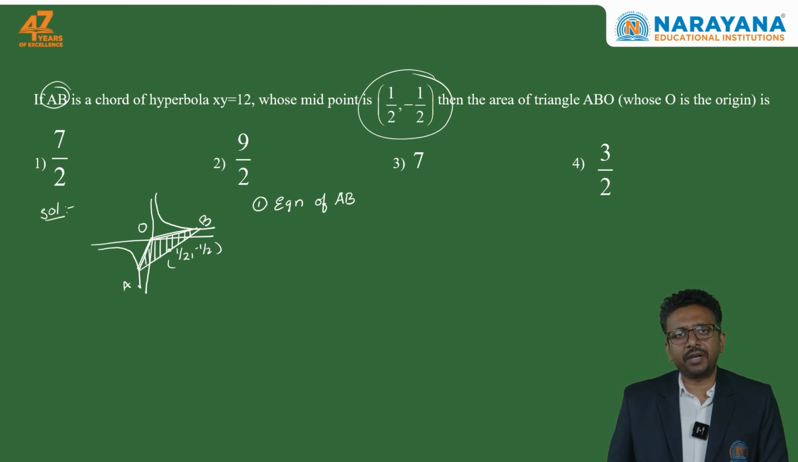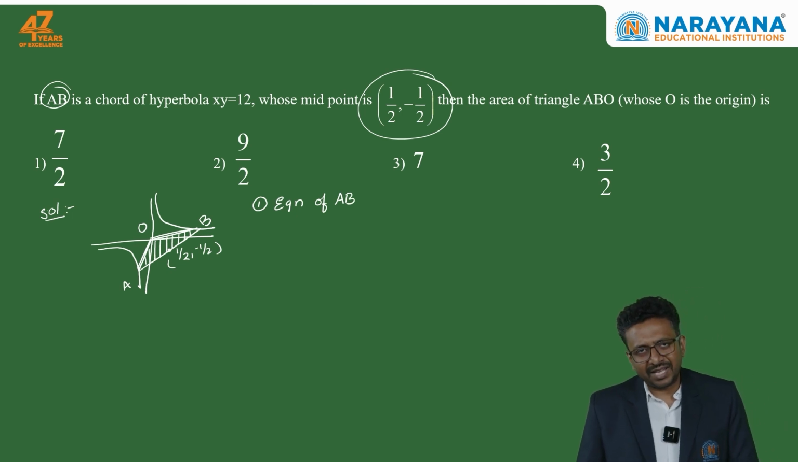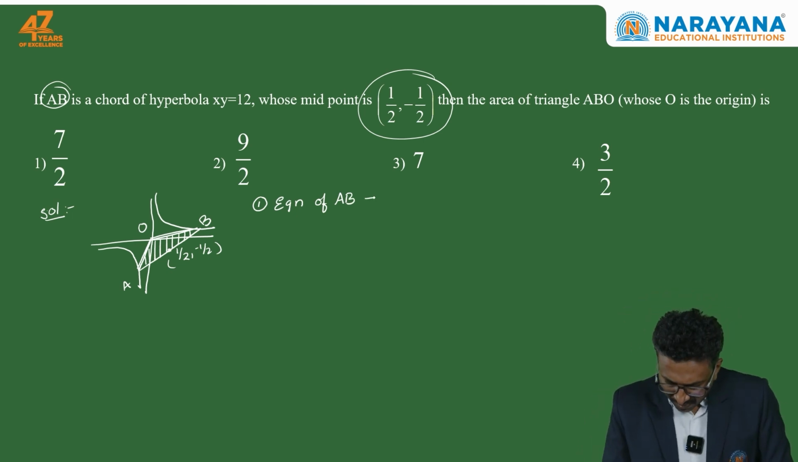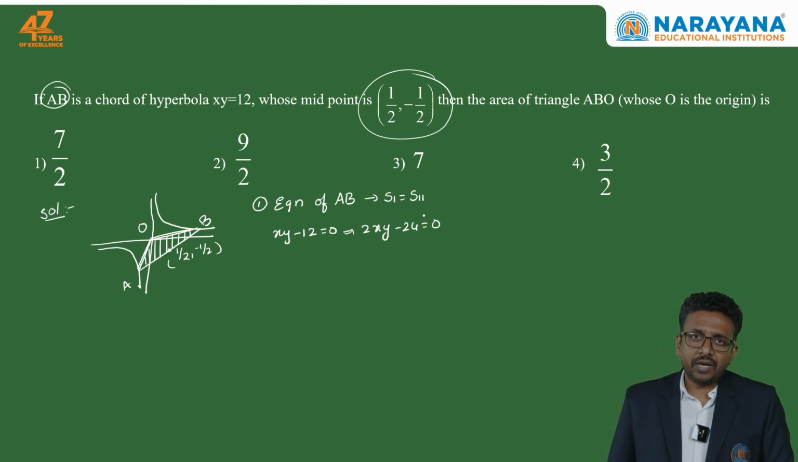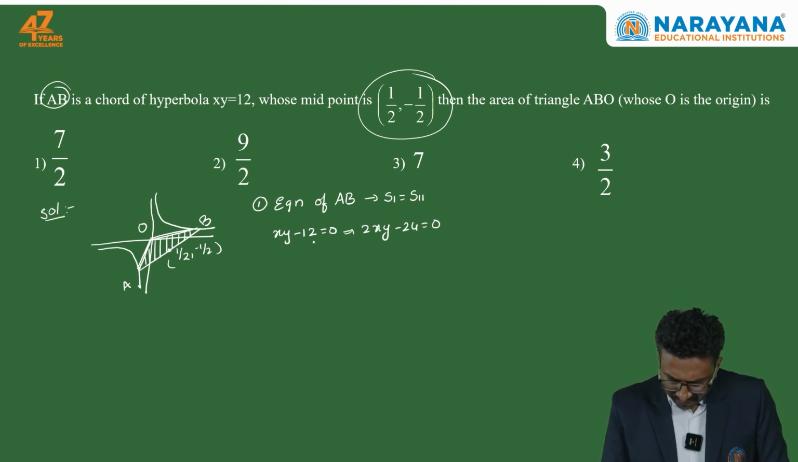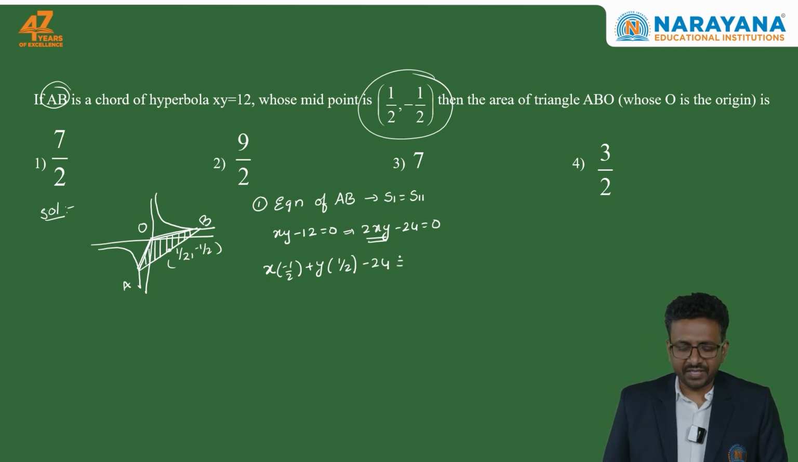So the equation of a chord with a given midpoint. S1 is equal to S11. I am using the concept S1 is equal to S11. So the equation is xy minus 12 is equal to 0. You can write this as 2xy minus 24 is equal to 0. So let us write S1 is equal to S11. 2xy is replaced with x y1 plus y x1 minus 24 is equal to, this is S1.